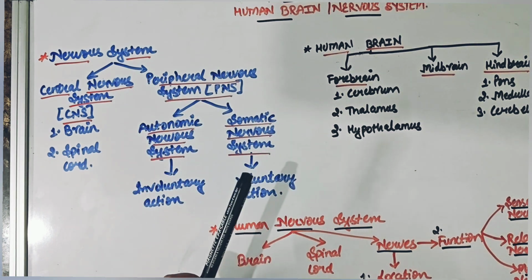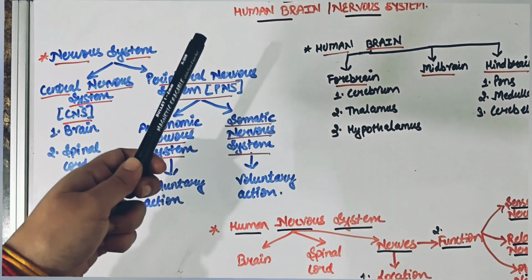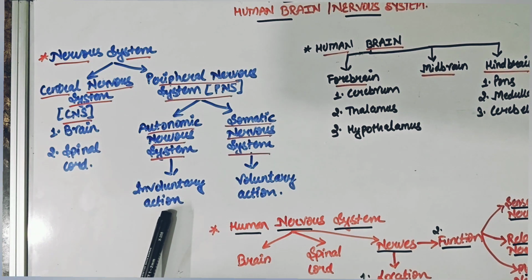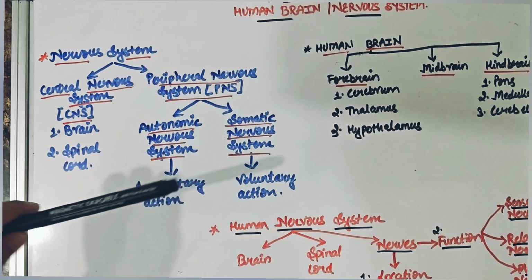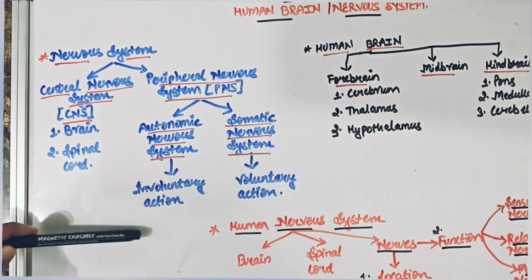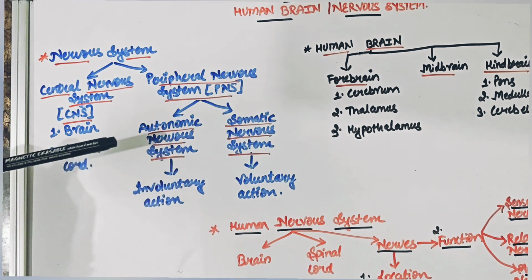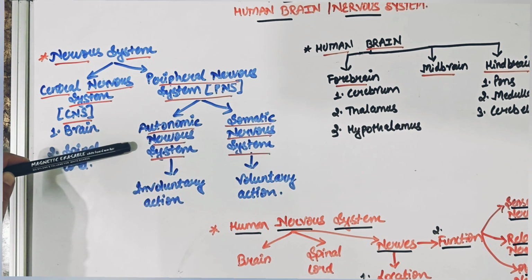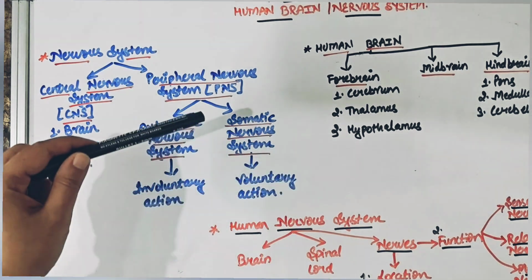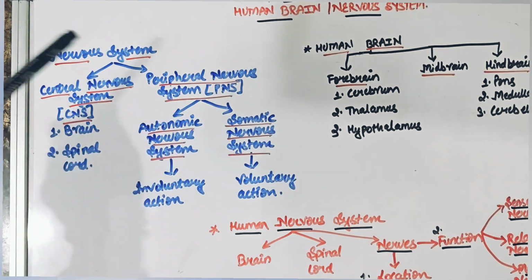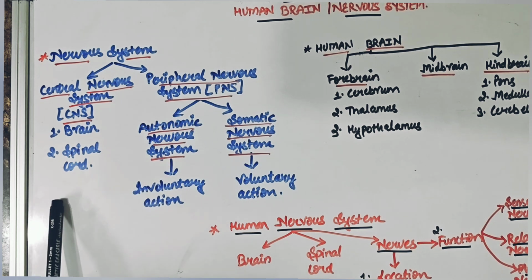Now we do know again, these nerves are going to complete some action. Some actions are going to be involuntary, means they cannot be under our control, and some actions are going to be voluntary, that is they can be under our control also. So those actions of the nerves which are involuntary in nature come under your autonomic nervous system, and those actions of the nerves which are voluntary come under the somatic nervous system. So I hope you guys are clear with the types as well.